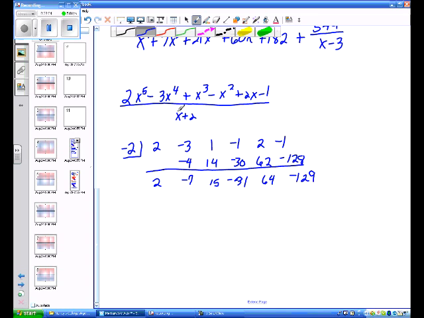Okay, for our degree, we had x to the 5th divided by x, so this is going to be x to the 4th. So 2x to the 4th minus 7x cubed plus 15x squared minus 31x plus 64. And remember that last number's our remainder, so plus -129 over x plus 2. Now we could have also written this one using the division algorithm. So we could have written as our dividend was equal to x plus 2 times this plus the -129.